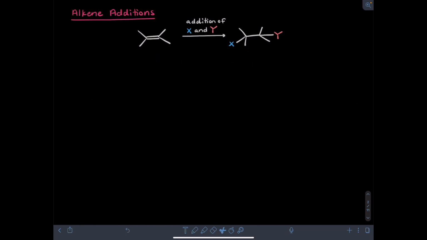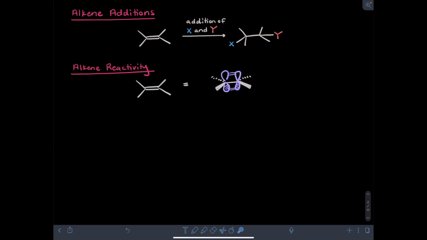A class of reactions that we'll be talking about for alkenes are known as addition reactions. Imagine starting with your alkene and adding an X and Y group across the pi bond of it. In this so-called addition product, you've lost the pi bond of the alkene, you have a new carbon X bond, and a new carbon Y bond.